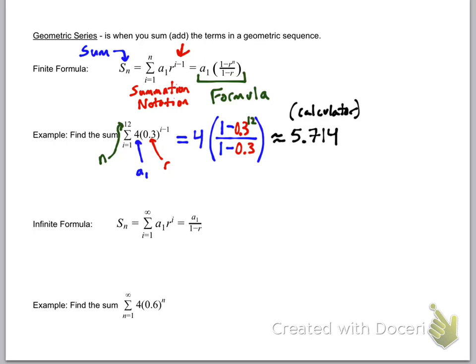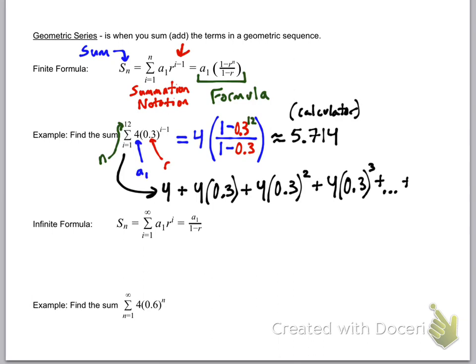An infinite geometric series actually keeps going on forever. So, for example, if I write this one out like this, it'd be 4 plus 4 times 0.3 plus 4 times 0.3 squared plus 4 times 0.3 cubed, dot, dot, dot, all the way to 4 times 0.3 to the 11th, because n is 12, and we need to count the first one. So that's how many terms there are.